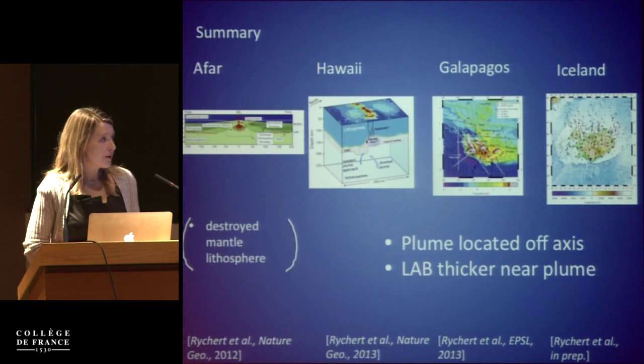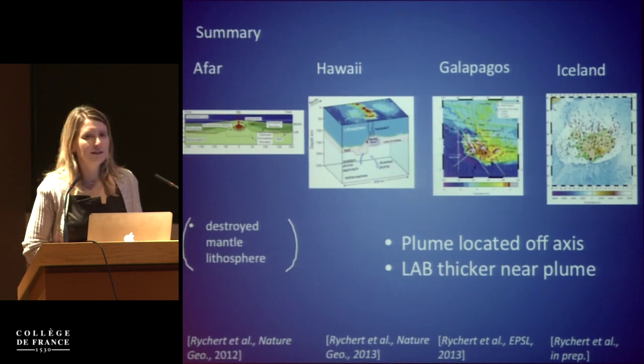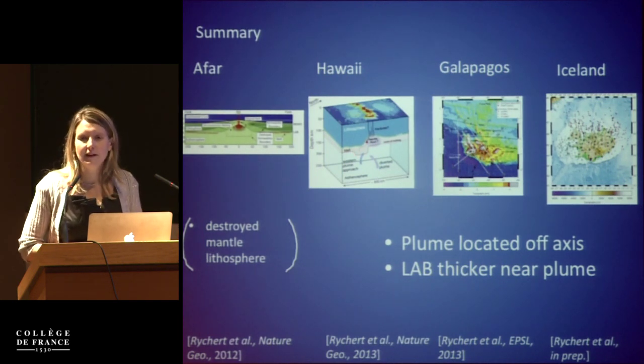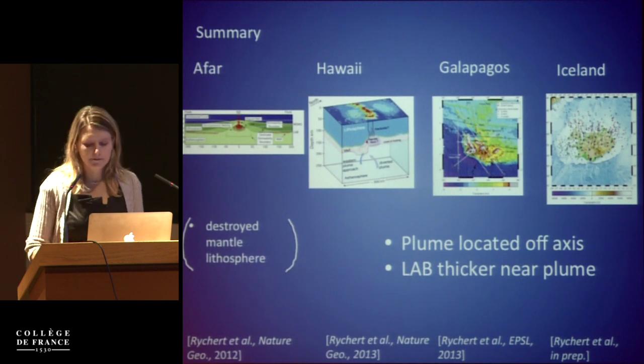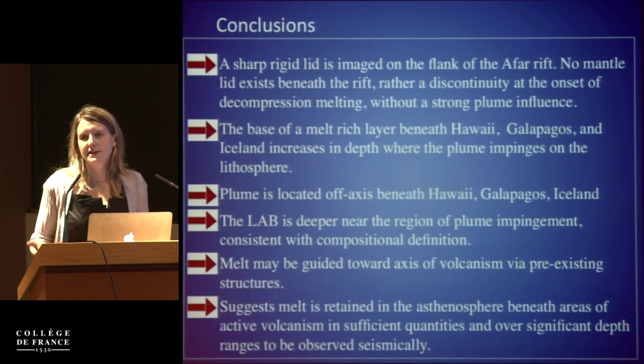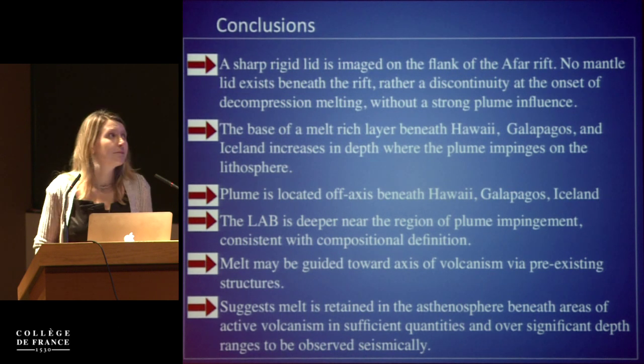And besides the plume being off-axis, the lithosphere-asthenosphere boundary was consistently thicker. I don't know if you noticed, but it was consistently thicker exactly in the location where we had the plume impingement. So beneath Hawaii, it was about 90 kilometers just west of the main island, and Galapagos as well, it was slightly thicker on the western edge of the island, and beneath Iceland, slightly thicker in the northeast. So that would suggest some kind of compositional component, especially because we're not observing the predicted thinning that you would expect for a thermally defined lid.